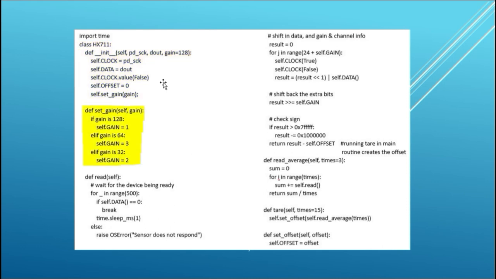This bit of code is a method that could be used to change the gain on the HX711. We maintain a gain of 128 throughout the program, so we don't make that change in the main program, but if you wanted to, this is the method that you would call to make the gain change.